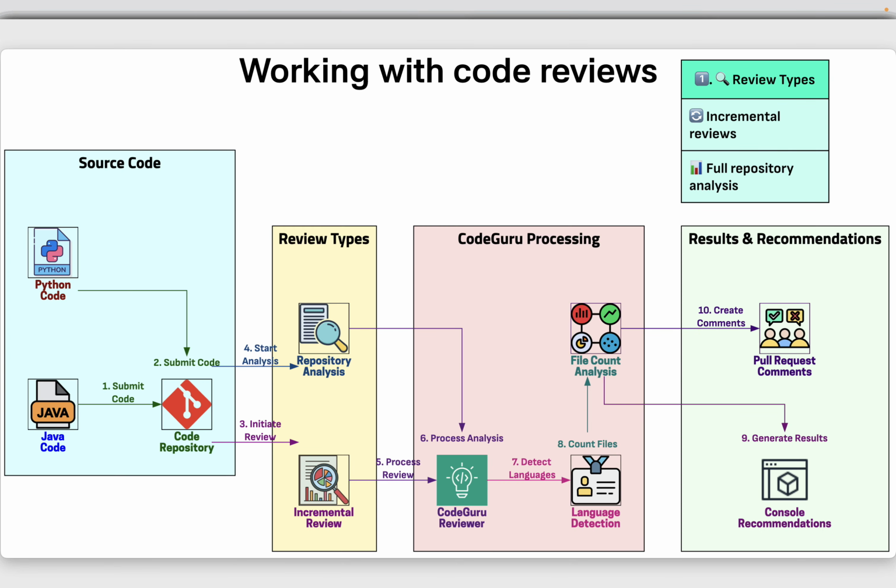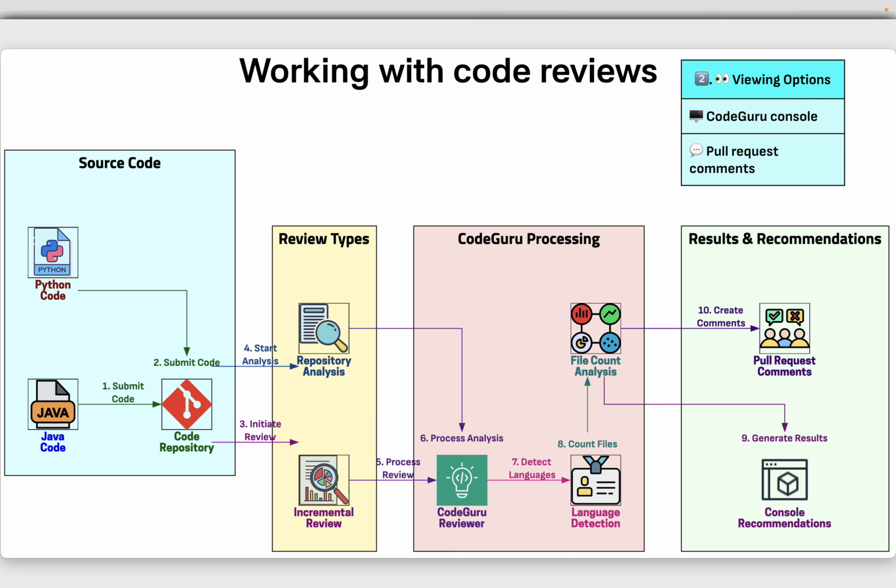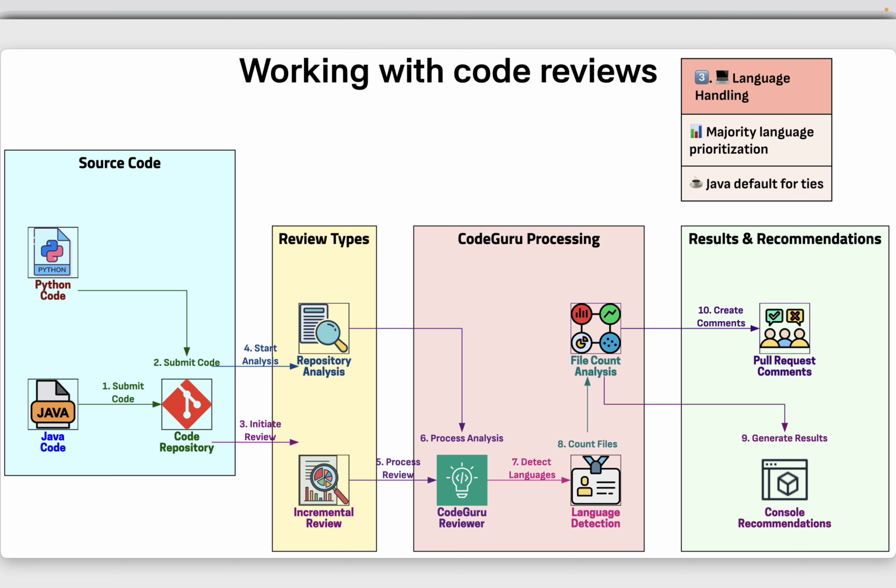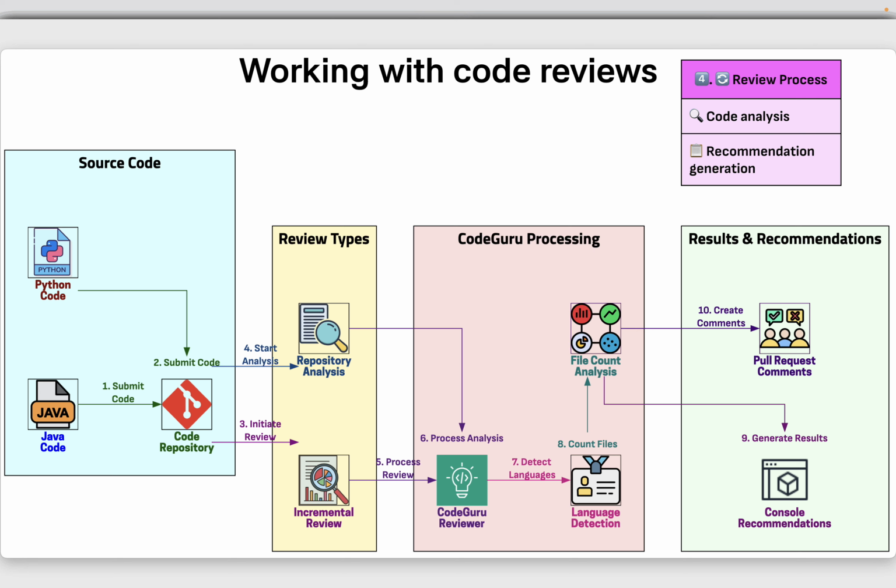So, working with code reviews. You can create, as I talked about, incremental code reviews or full repository analysis code reviews. Recommendations can be viewed in the reviewer console and also as comments, as I talked about, for pull requests for the incremental reviews. And CodeGuru Reviewer prioritizes the language with more files in a repository for recommendations. If there is a tie in file count between Java and Python, Java recommendations are generated. So this is if you have a mixed repository. In a code review, CodeGuru Reviewer analyzes your code and provides recommendations to improve. So that I talked about, how you work with the code reviews.